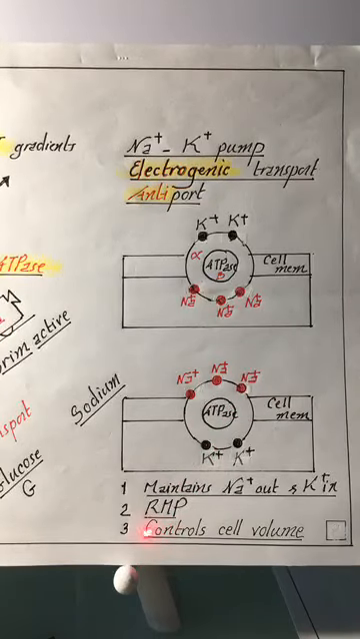The third function for the sodium-potassium pump is that it controls the cell volume. If we poison the ATPase and stop the sodium-potassium pump, more sodium will collect inside than potassium, 3 sodium and 2 potassium. So the osmolality inside the cell will increase. This will drag water to the inside of the cell. The cell will swell and eventually rupture.